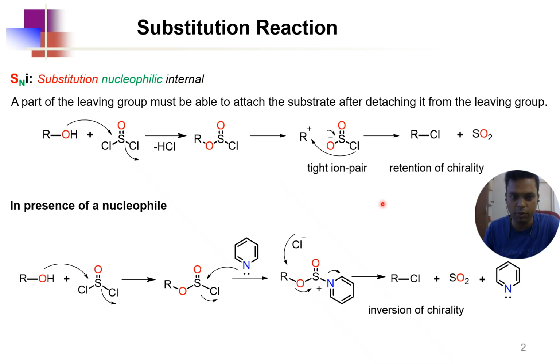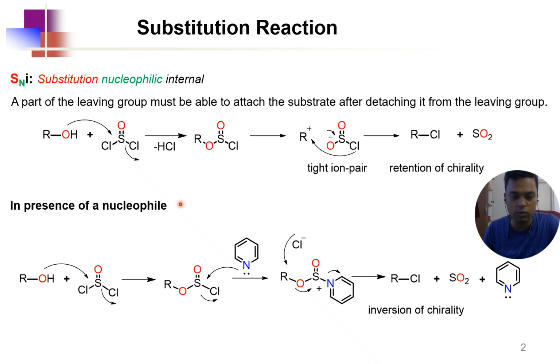Now, a very important thing is that in most cases we retain the chirality. The reason is that the nucleophile is coming from the leaving group itself. Because the leaving group is present on the same side, the chloride will transfer from the same side. That is the reason why retention of chirality is always maintained in this particular reaction.